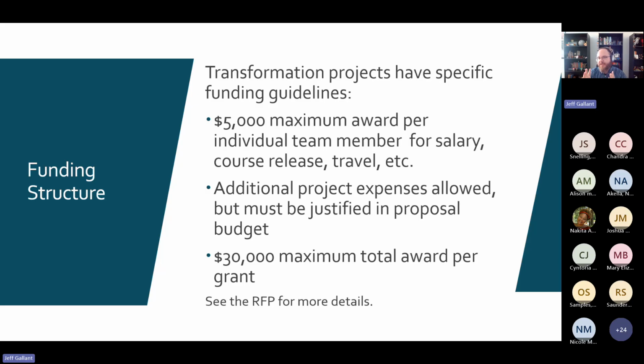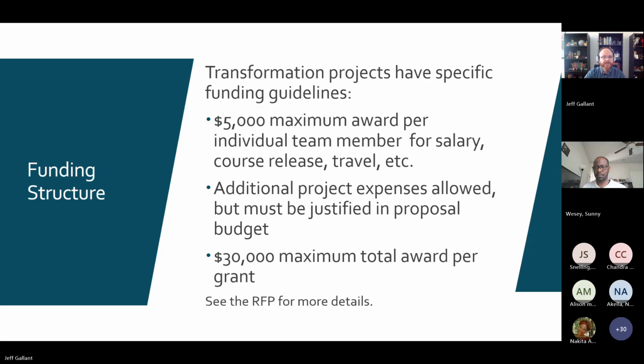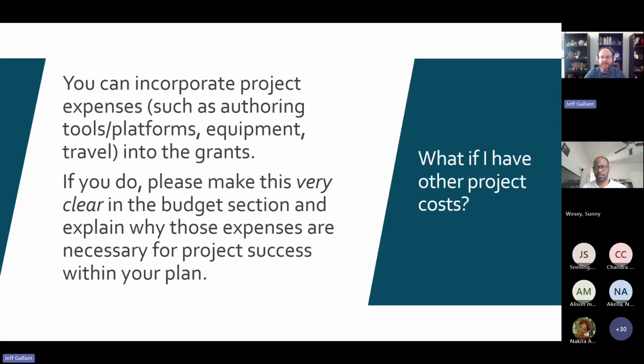You don't just put in the maximum amount per team member by default. You really want to make sure that this matches what the project needs, how many people are on this project, how much time that you're putting in, what are the supplies that you need. But the max total is 30,000. So other project costs can be in there.